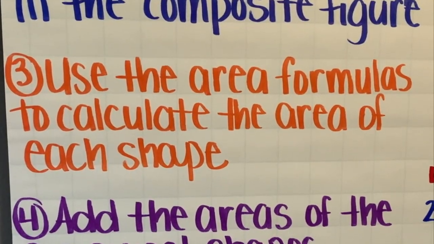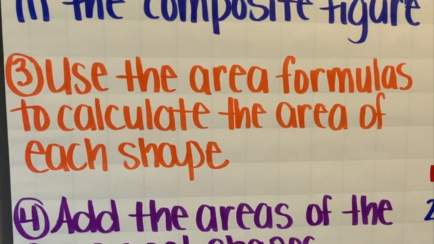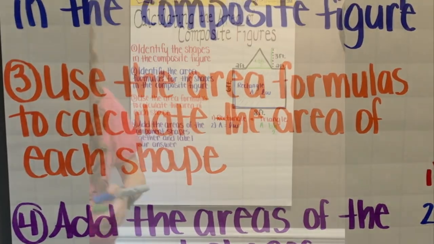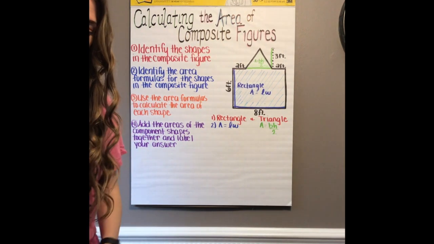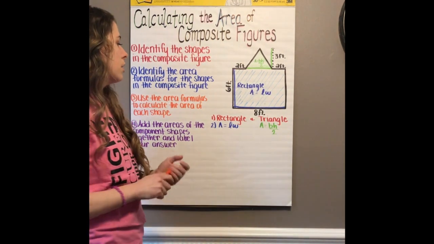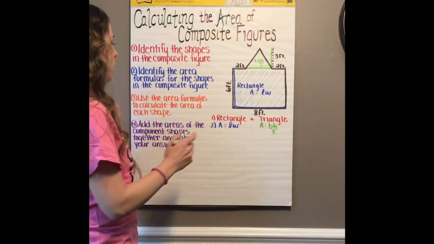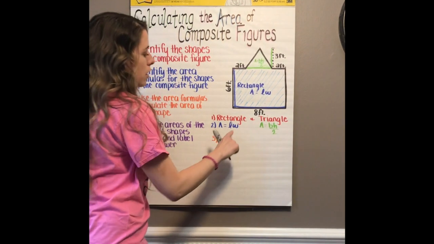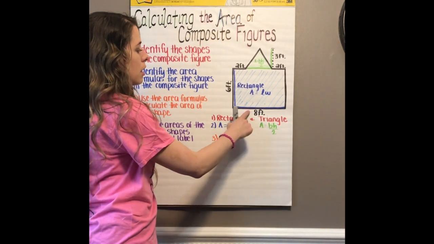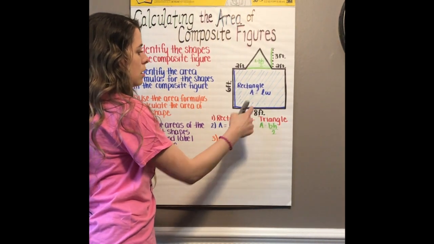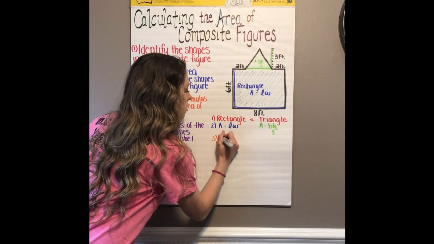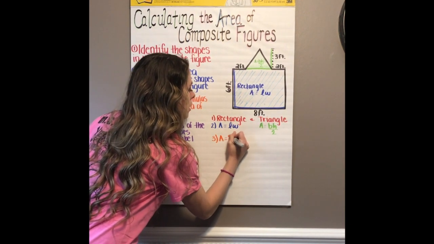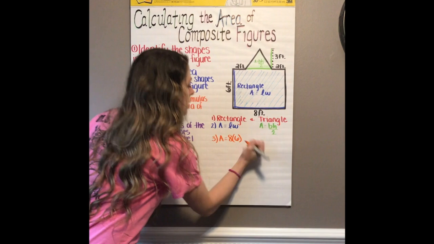Step 3, use the area formulas to calculate the area of each shape. So first I'm going to calculate the area of the rectangle for step 3, where I'm using the area formulas. So instead of writing length times width, I'm going to substitute in the values that I know. So I'm going to put area is equal to 8 times 6.